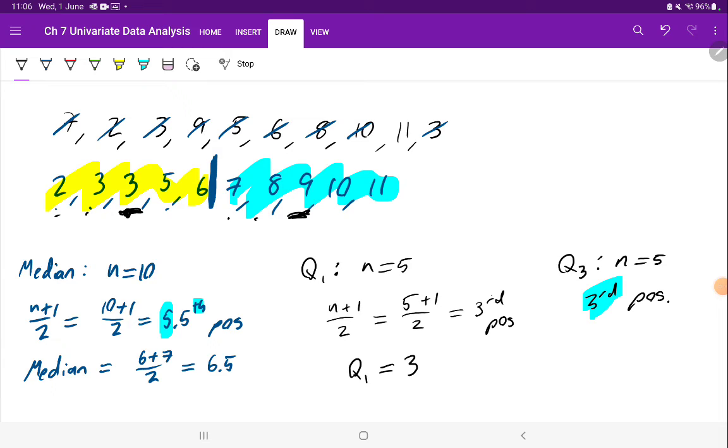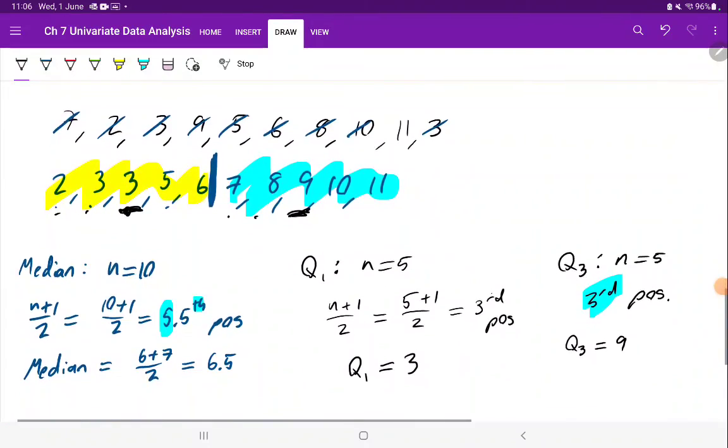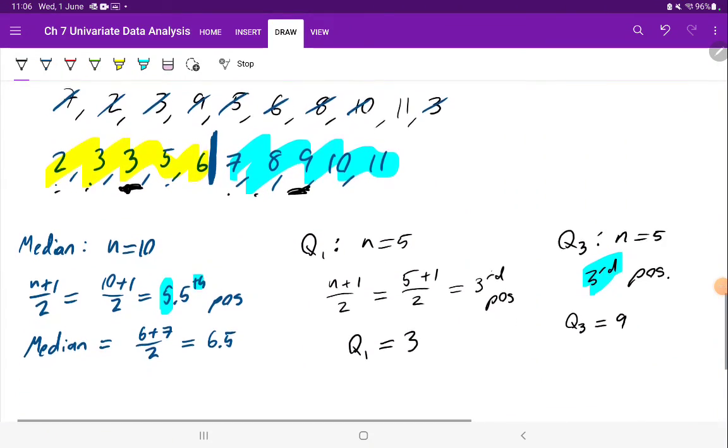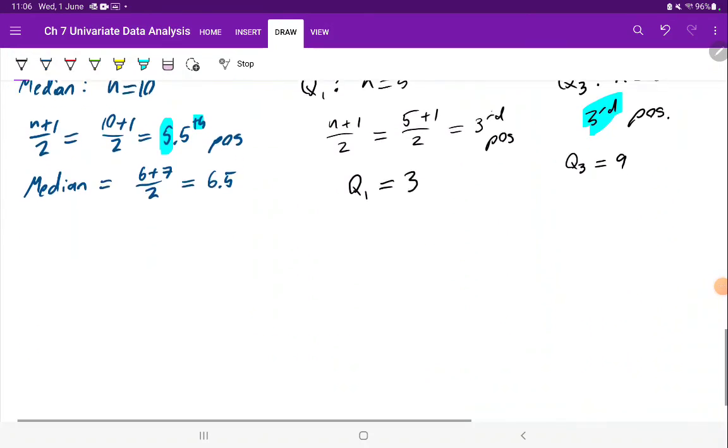So just be mindful of this, because we're going to be needing this later. So in this case, Q3 is just equal to 9. But when we're doing frequency tables, much easier if you can work out its position relative to the beginning, not to the second half. Alrighty, but anyway, that's a later problem.